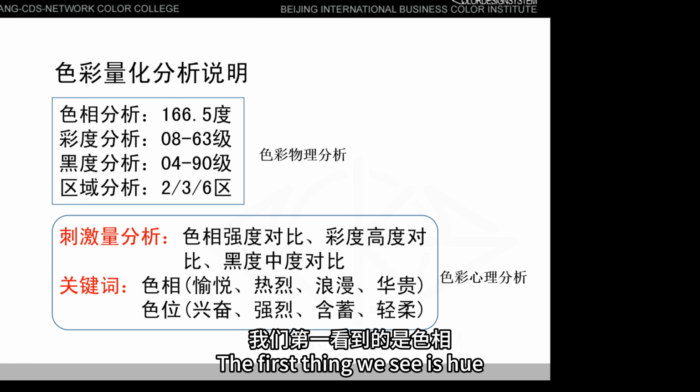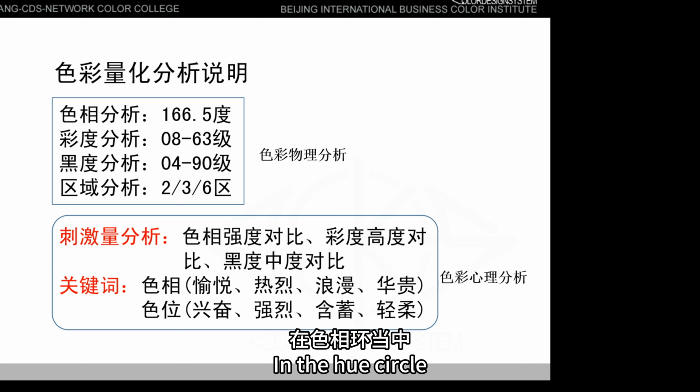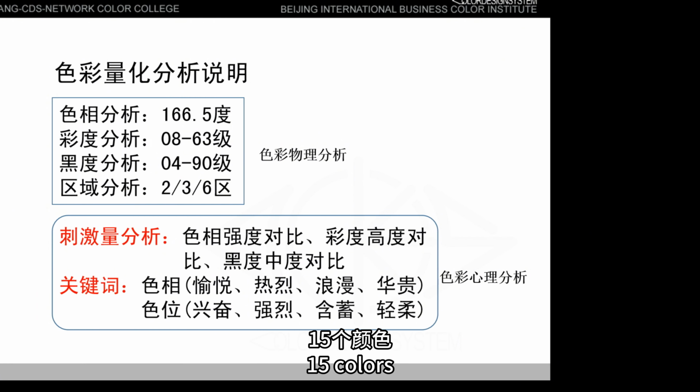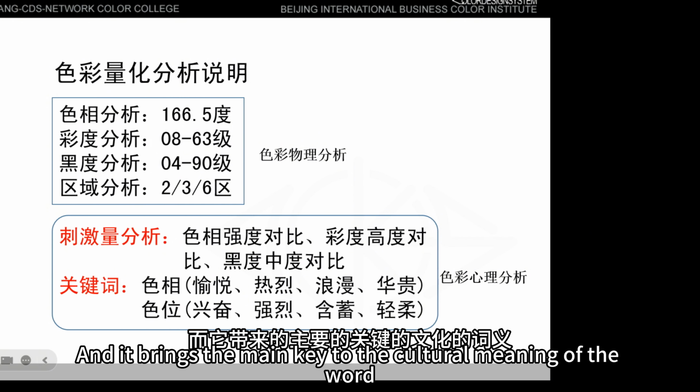The first thing we see is hue. In the hue circle, in total what we see is 15 colors. And it brings the main key to the cultural meaning of the word.